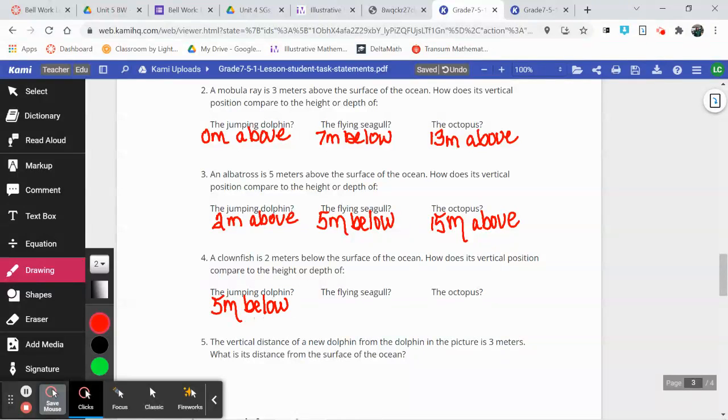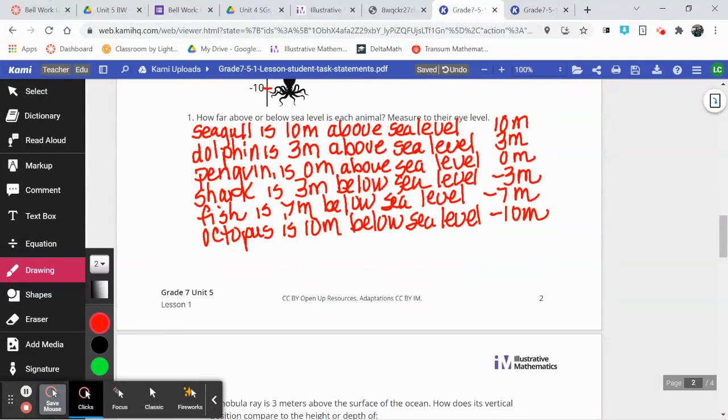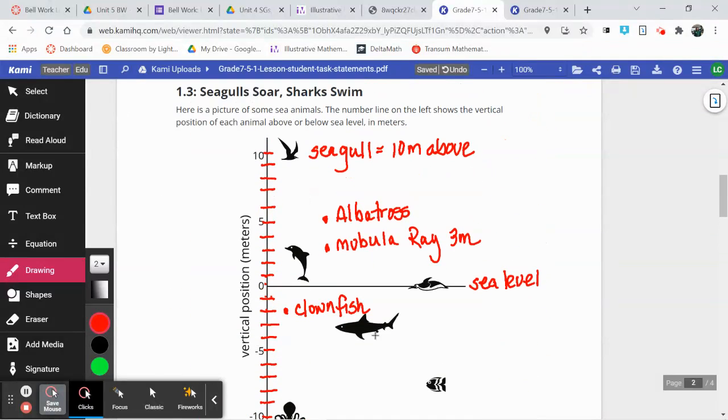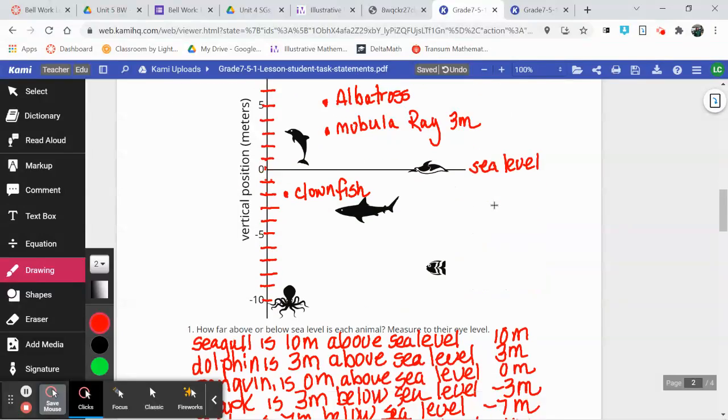All right, the flying seagull. Well, the clownfish is also below that seagull, isn't it? Let's see by how much. We're going to start at the seagull. 1, 2, 3, 4, 5, 6, 7, 8, 9, 10, 11, 12. So the clownfish is 12 meters below that seagull.